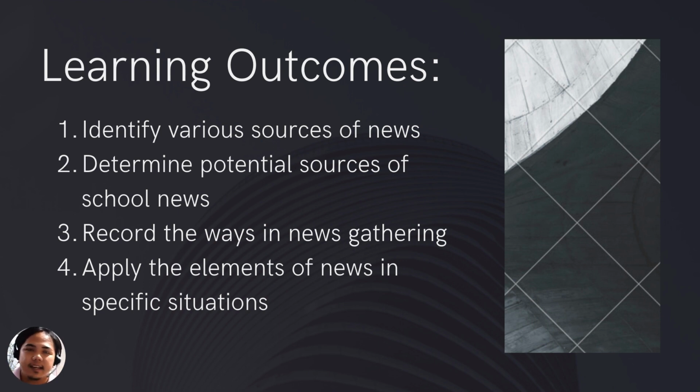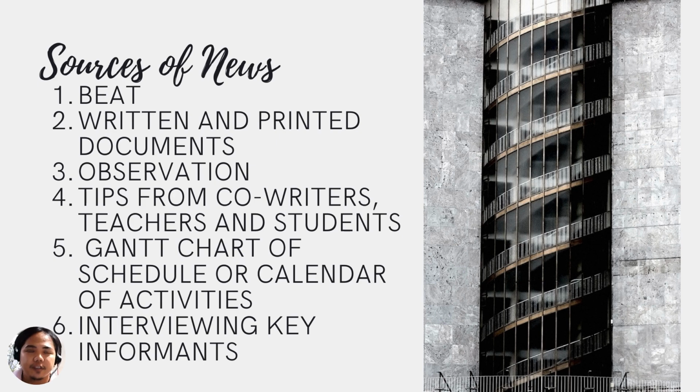Let's start with the sources of news. The first one is the beat. The beat is the stable assignment of the reporter. For instance, in a school setting, the chief editor or the advisor is identifying assignments for writers. A news writer is assigned to gather news from the student body. That means the reporter's beat is the student council only. Thus, what he concentrates on is only issues about the student body.